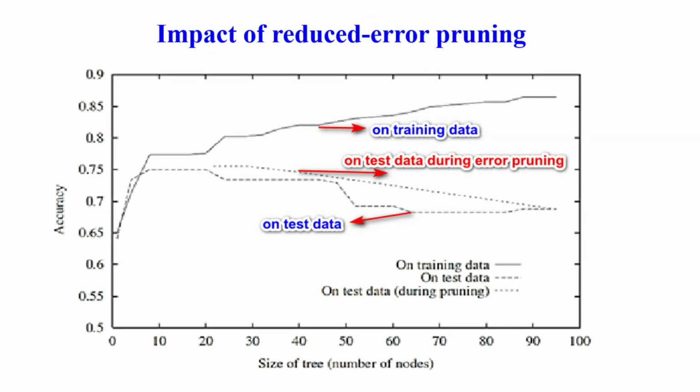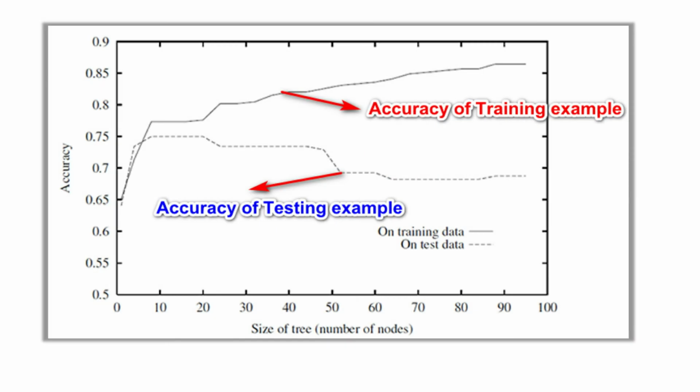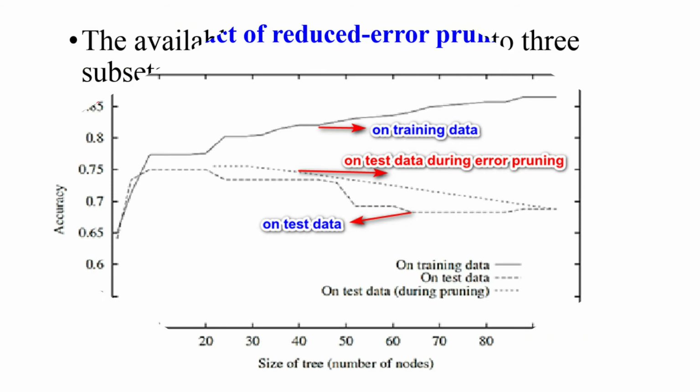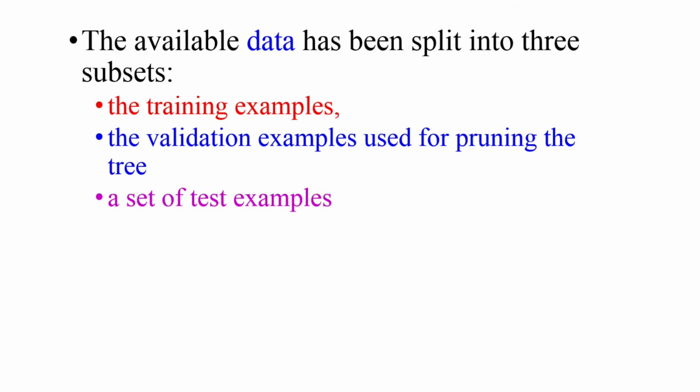The impact of reduced error pruning on the accuracy of the decision tree is shown in the figure. Compare this graph with the earlier graph which is shown. You can notice the accuracy, which was drastically reducing after the size of 25, is reducing at a slower rate on test data during the error pruning. The available data has been split into three subsets: the training examples, the validation examples used for pruning the tree, and a set of test examples.